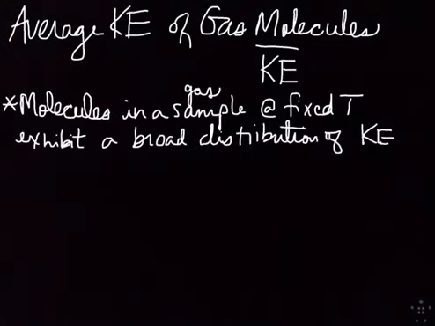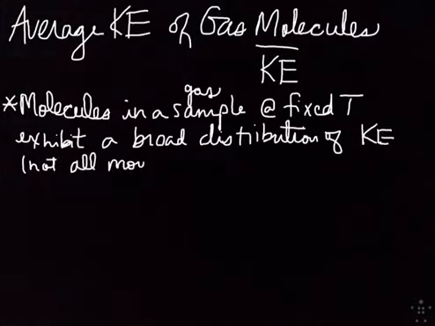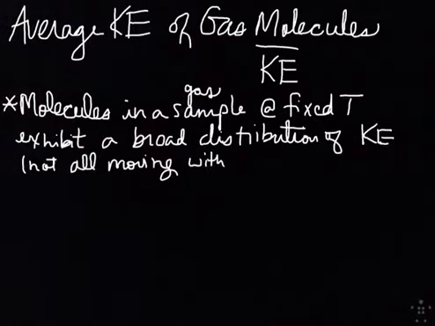So first of all, when we're looking at the gas molecules in a sample at fixed temperature, we're going to see that they exhibit a broad distribution of kinetic energies. They're not all moving with the same kinetic energy. And that's because as they collide around, the energy is going to spread out, but there's going to be collisions constantly happening. So some molecules will be moving faster, hitting other ones that are moving slower, and so they're going to have this range of kinetic energies.